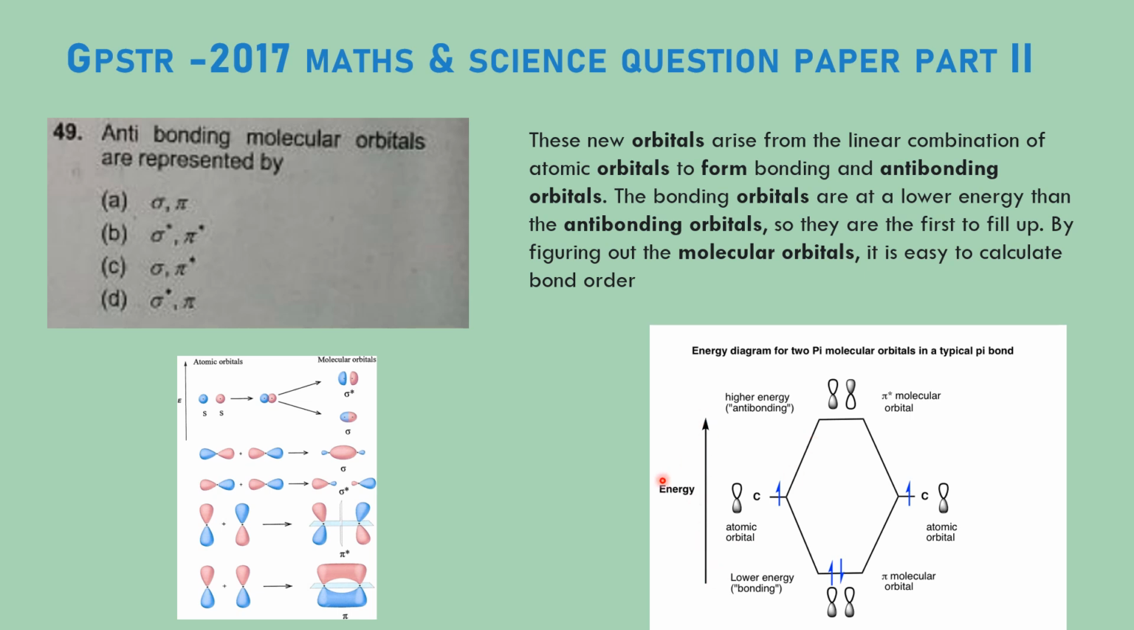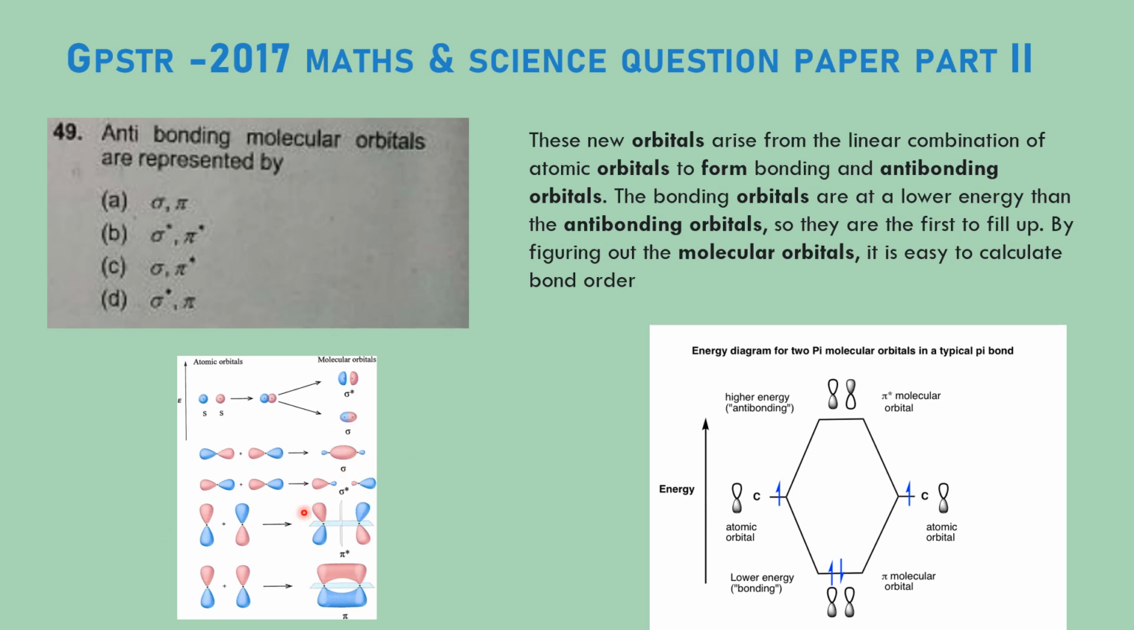This arrow mark indicates the energy level, showing the increasing order of energy. The electrons occupy the lower energy level first, so they first occupy the bonding molecular orbitals, then move to the antibonding molecular orbitals. Once we fill up the molecular orbitals, it is easy to calculate the bond order. What is the help of this formation of bonding and antibonding molecular orbitals? They help us calculate the bond order.